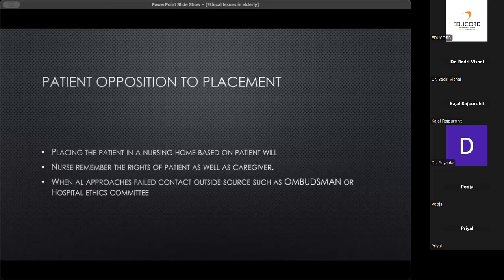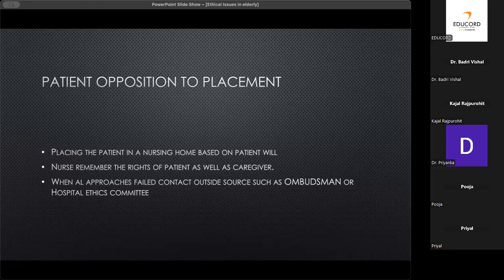Then patient opposition to placing the patient in a nursing home, based on the patient's will. Nurses need to remember the rights of the patient as well as the caregivers. So they need to understand that when they are taking care of the patient, they are not violating the conditions of the patient or violating the rights of the caregivers. And when all approaches fail, contact outside sources such as the ombudsman and the hospital ethics committee to find out what to do for that particular condition.